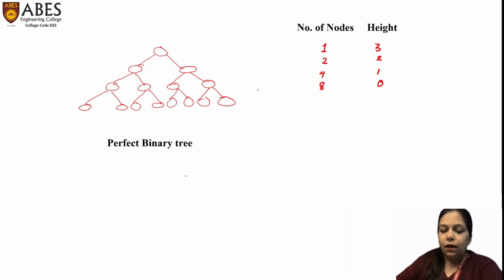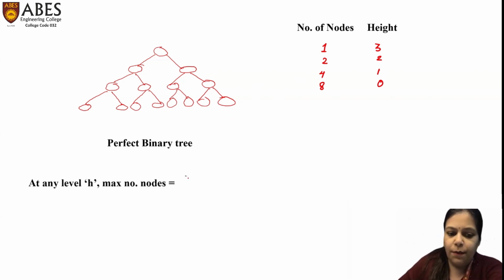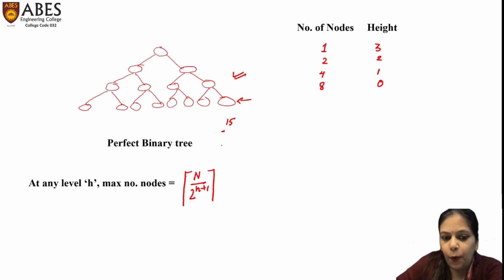So here we can say that for a perfect binary tree, at any height h, the maximum number of nodes can be given by n upon 2 raised to the power h plus 1. And the ceiling of this value, if the number of nodes is represented by n, then the number of nodes at any height h will be given by ceiling of n upon 2 raised to the power h plus 1. Like in this case, the number of nodes is 15. Now, if I want to compute the number of nodes stored at height 0, then it will be 15 upon 2 raised to the power 0 plus 1, which will give you 7.5. And the ceiling of 7.5 is nothing but 8.